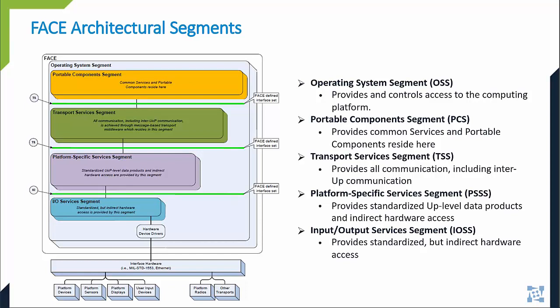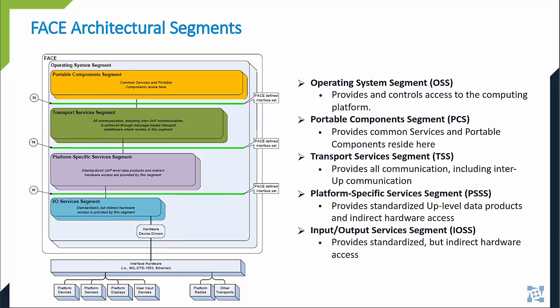However, you have probably noticed several green horizontal lines in this image. Now, these represent the FACE standardized interfaces. These are FACE interfaces that provide the connection between the FACE architectural segments, and they are defined in the technical standard, and actually they're provided in IDL format.